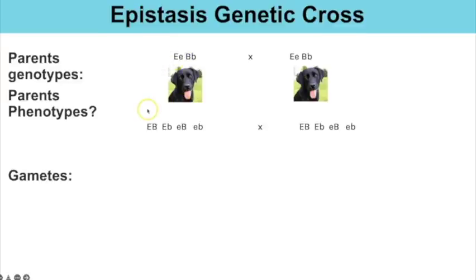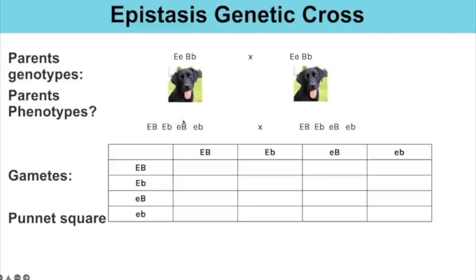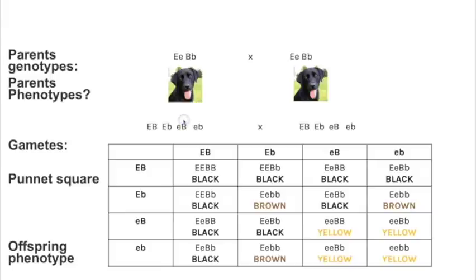After that, it's working out all the possible gametes that we could have. Then we'd need to do a Punnett square to work out all the possible genotypes of the offspring, and then the phenotypes of the offspring, which I've done for you just here. So we can see we end up with 4 yellow dogs because they have homozygous recessive for that E gene. So even though they might code for black and brown, we won't see that colour because it's been masked by the first gene.